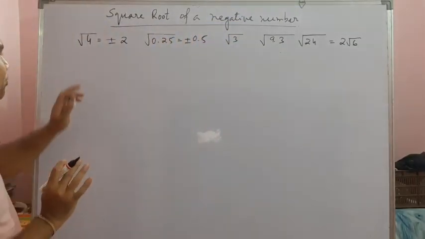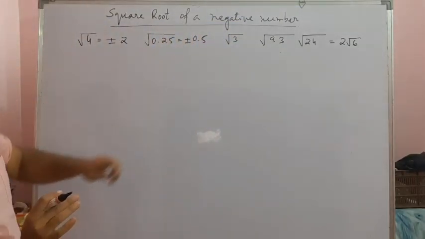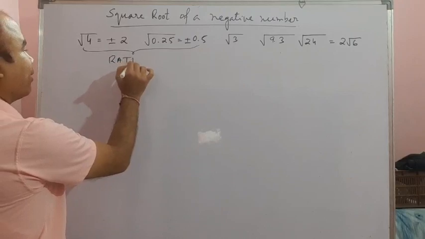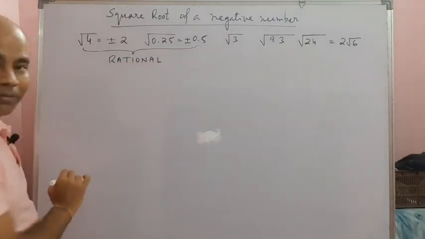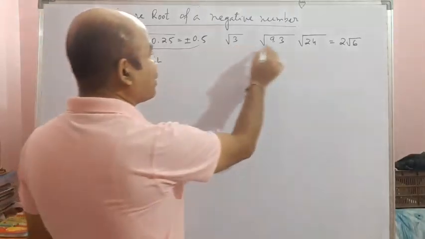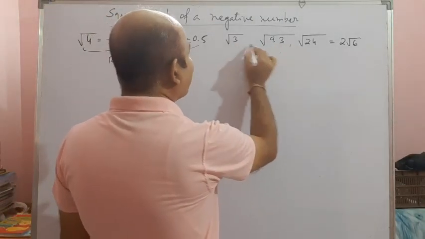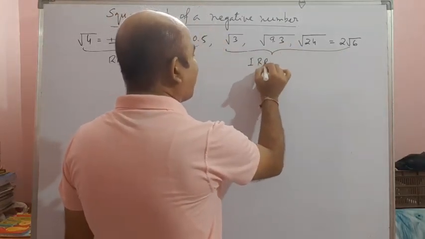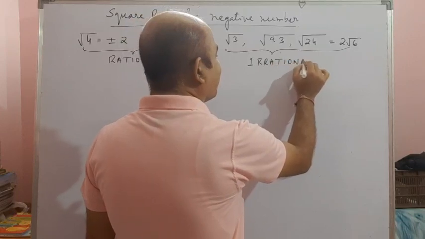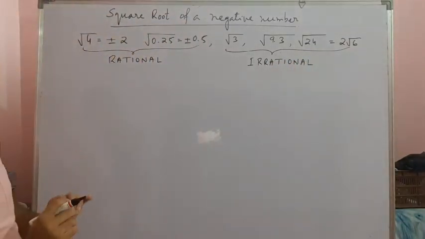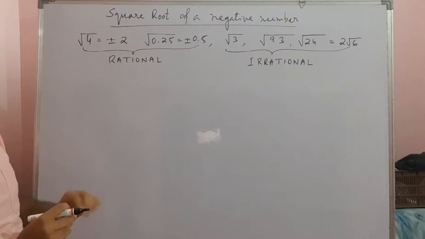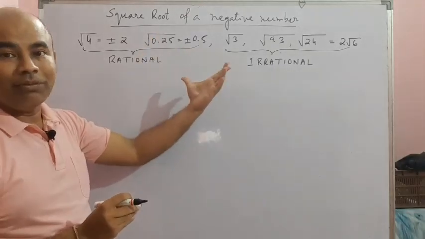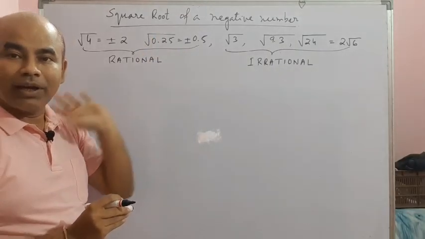Now if our number is a perfect square, when you calculate the square root, you'll get your answer as a rational number. But if your number is not a perfect square, like 3, 9.3, etc., then the square roots are irrational numbers. That you already know. But rational or irrational, ultimately they are real numbers. So for the square root of any positive number, whether it is a perfect square or not, you have a square root, and the square root is also a real number.